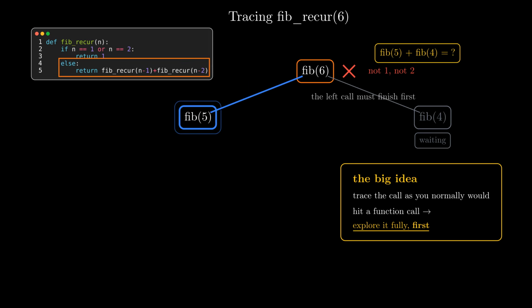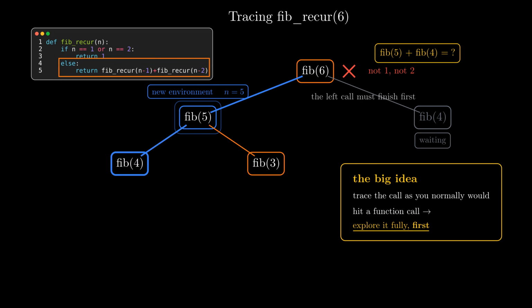So Fibonacci of 5 opens as an entirely new environment, a fresh call with n equal to 5, completely separate from the original call. Fibonacci of 5 enters its own recursive step. It needs Fibonacci of 4 and it pauses right there. It must know Fibonacci of 4 before it can even look at its other half, Fibonacci of 3.